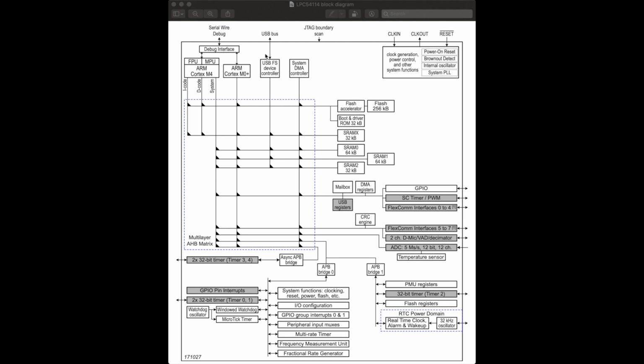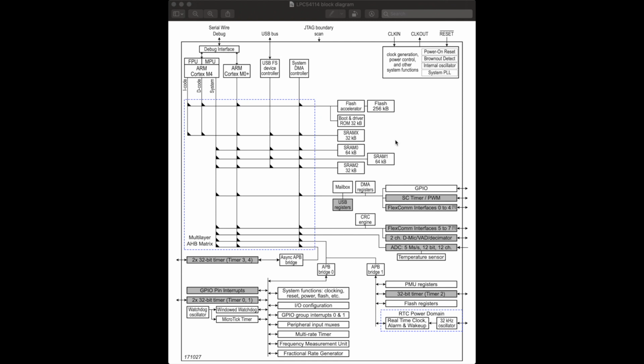So here on the top left-hand corner, we can see the two CPU cores. What's kind of interesting about this particular chip is that this is an asymmetric configuration. There's an M4 core which has a floating point unit, and then there's an ARM Cortex M0 Plus. Both of these are being used in the standard operation of the StrangeCart.